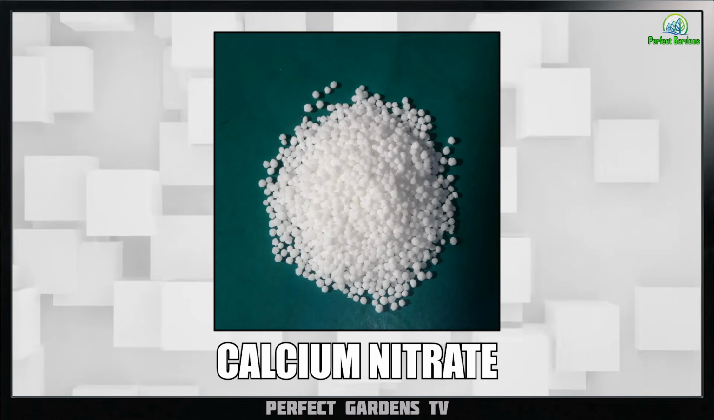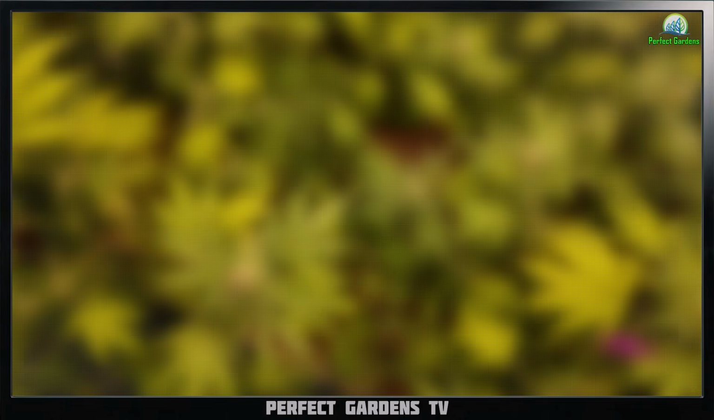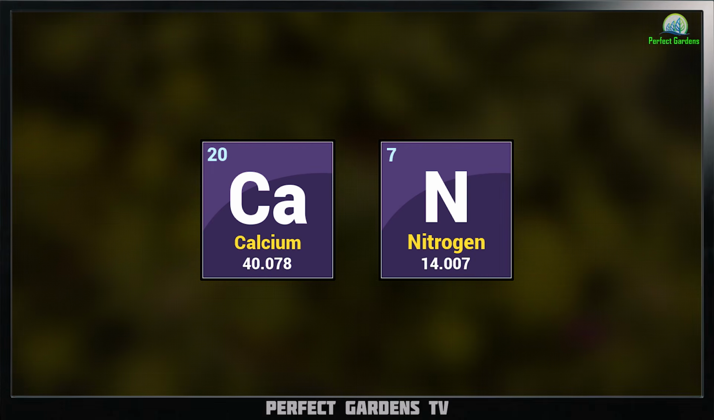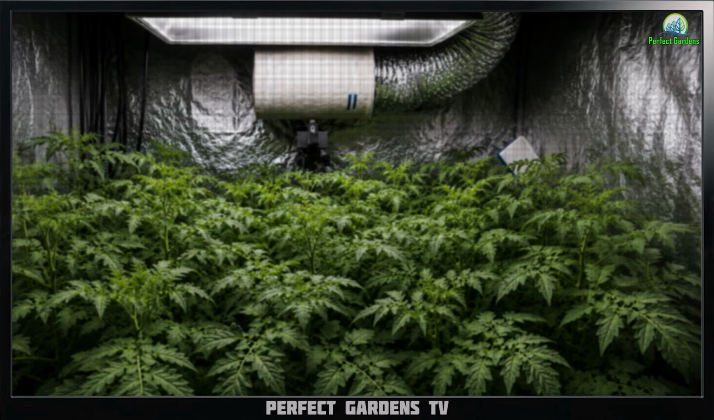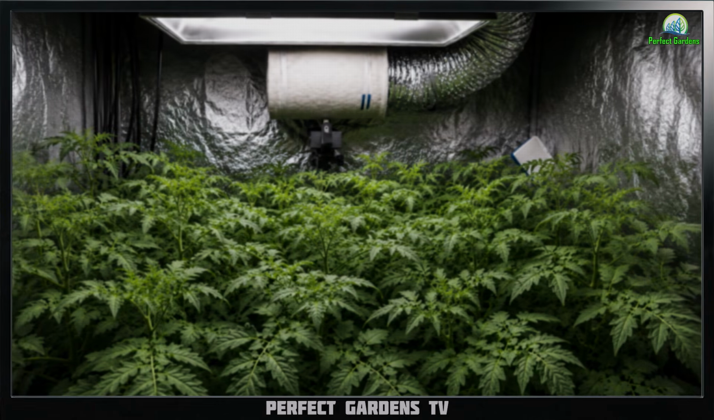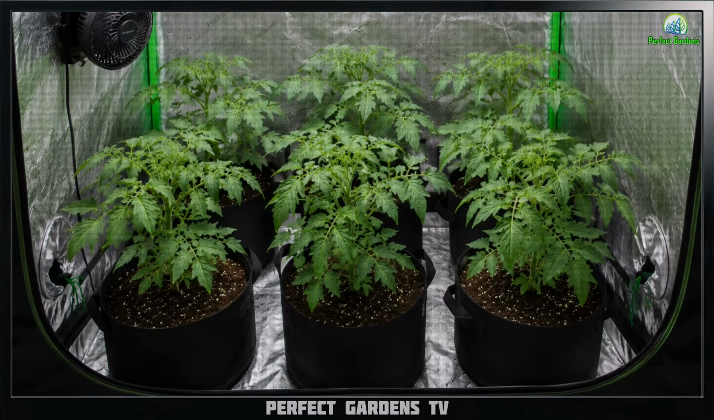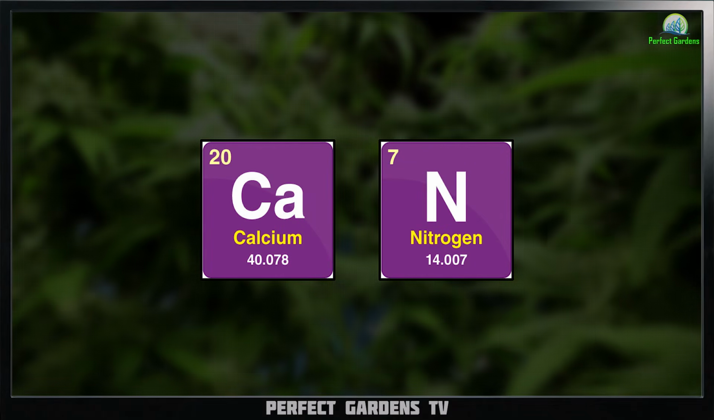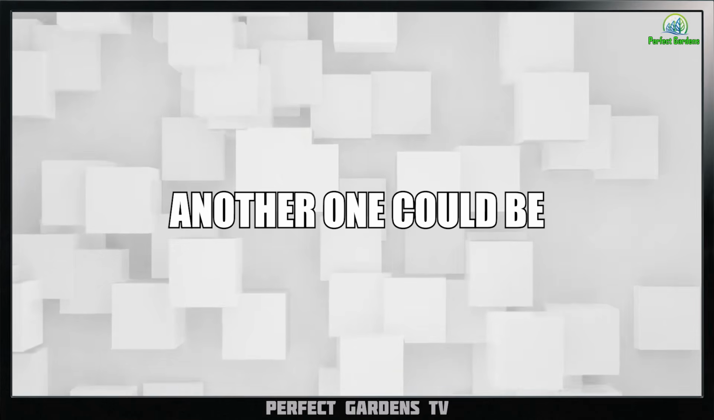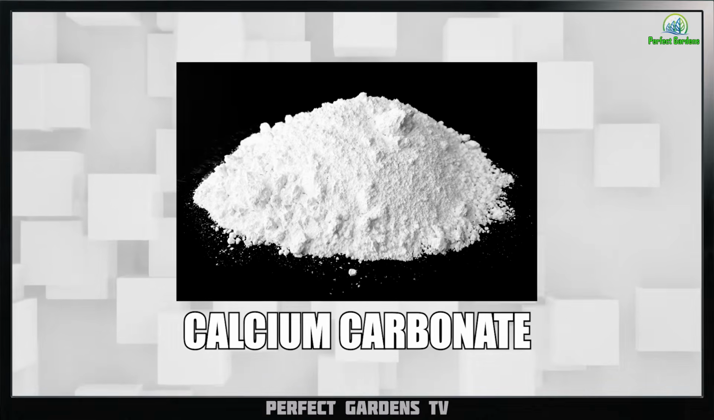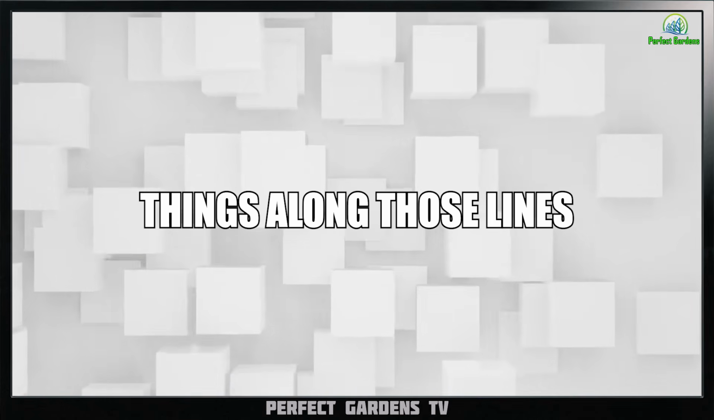Well, you might want to use calcium nitrate because you feel like your plants need calcium and nitrate, and it's water soluble and it's going to be available to your plants quickly. And you might use this potentially in the earlier stages of your plant growth because you feel like that's what's lacking. Another one could be calcium carbonate, and those are things like eggshells or limestone, things along those lines.